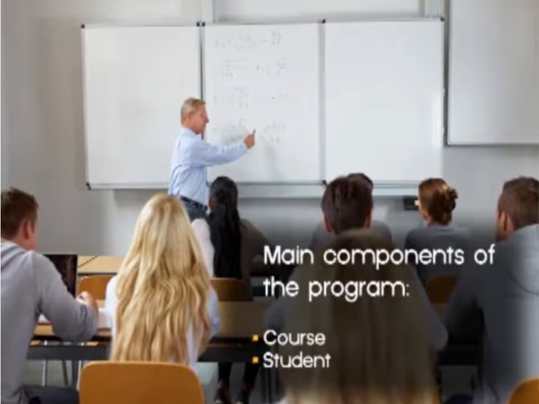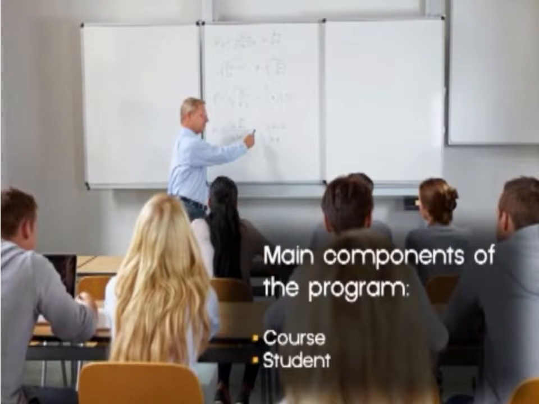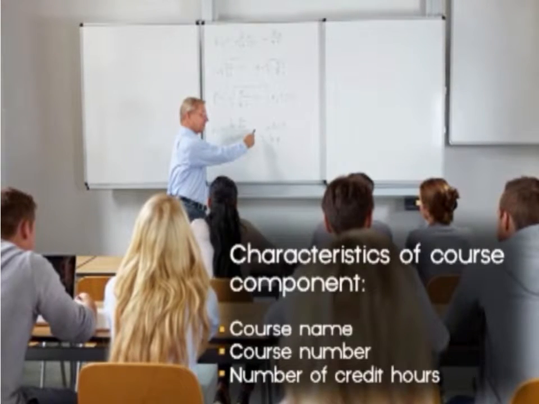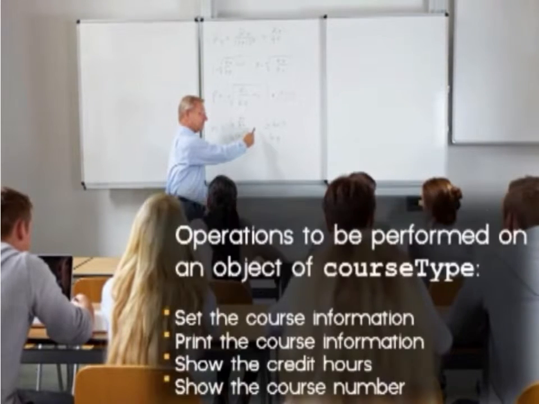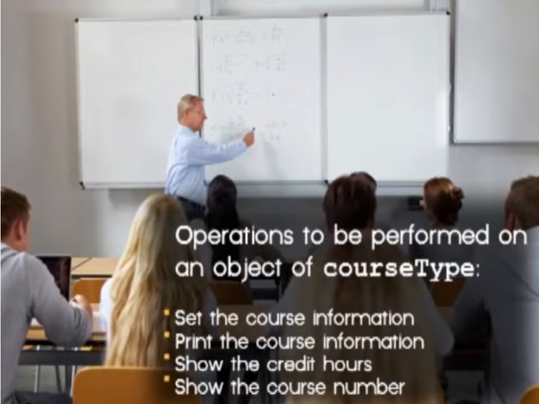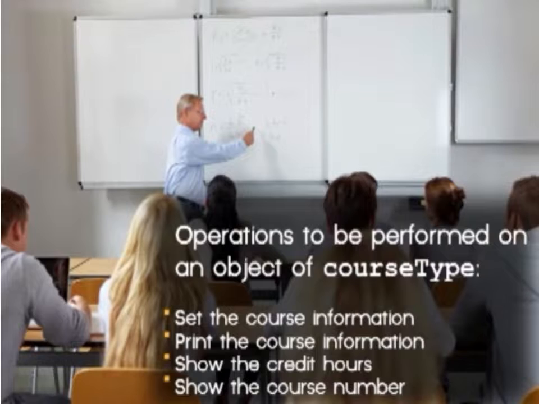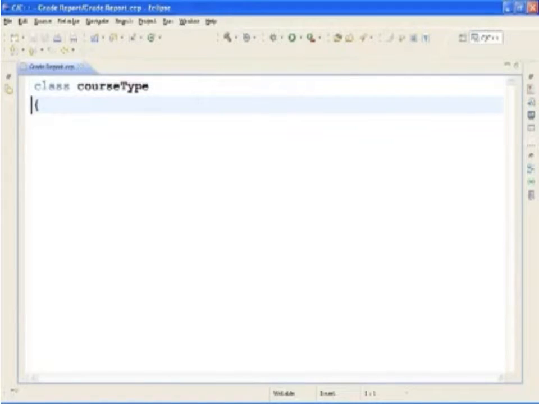The main components of the program are the course and the student. Let us first describe the course component. The main characteristics of a course are the course name, course number, and number of credit hours. The basic operations that need to be performed on an object of the course type are: set the course information, print the course information, show credit hours, show the course number. The following class defines the course as an abstract data type.